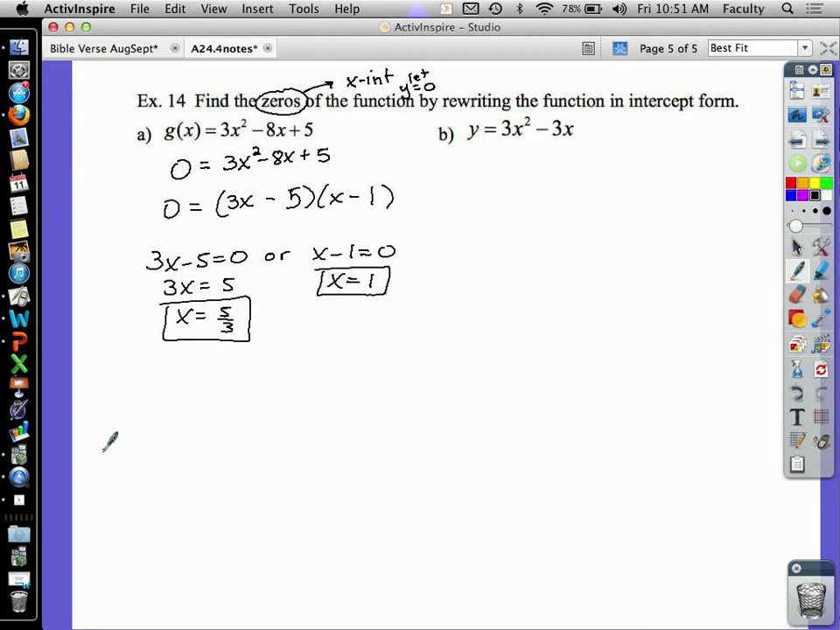Alright, last one. Y equals 3x squared minus 3x. We're going to set it equal to 0. Now what is step 1 in factoring? GCF. I will tell you, this is going to be what's going to trip us up the most often. There is a GCF. And then you're going to set each factor. Now 3x does have an x to it. Okay, so we're going to set 3x equals 0 or the x minus 1 equals 0.